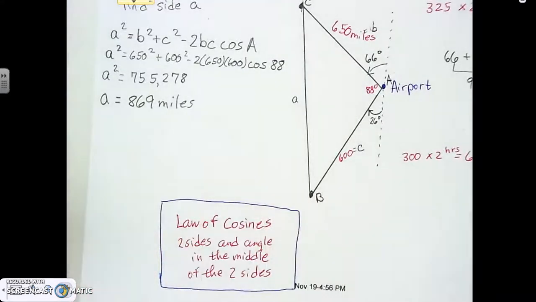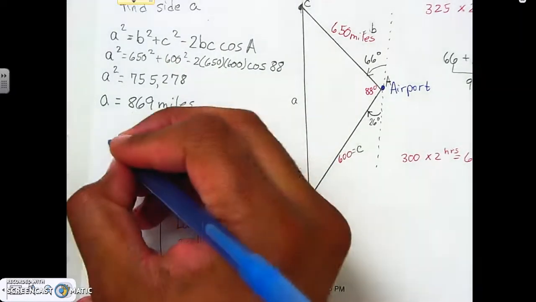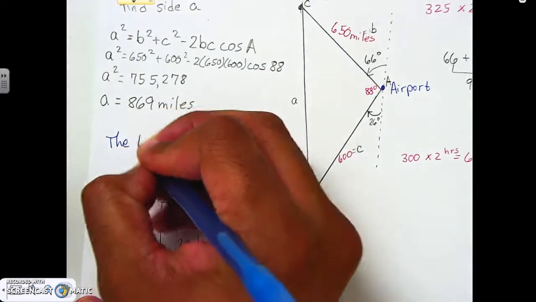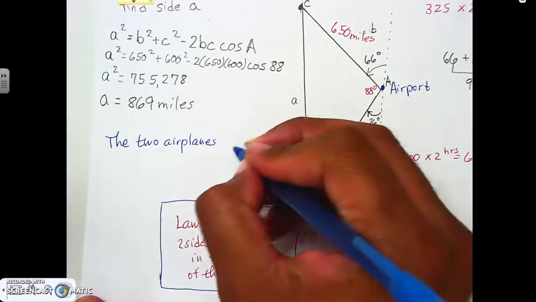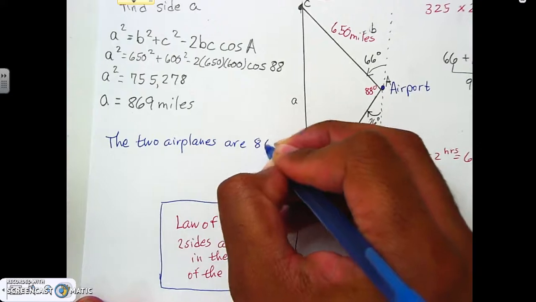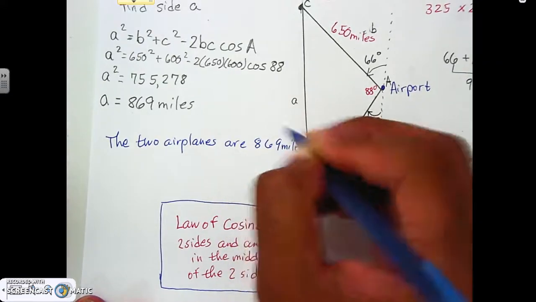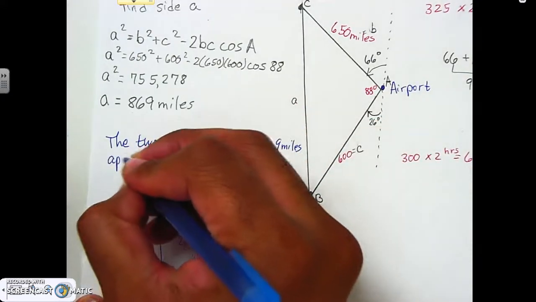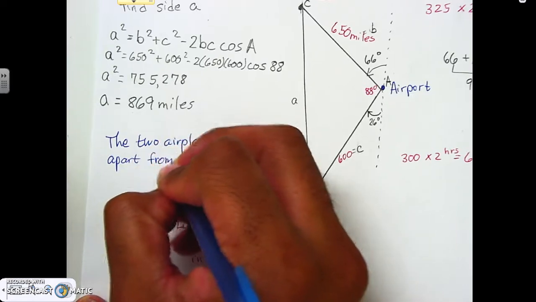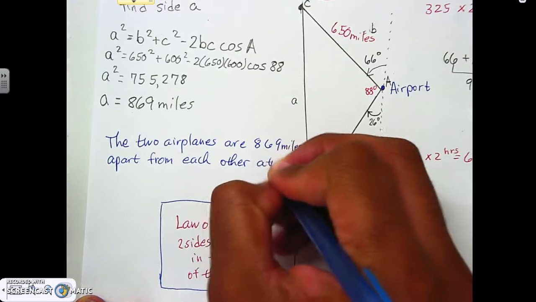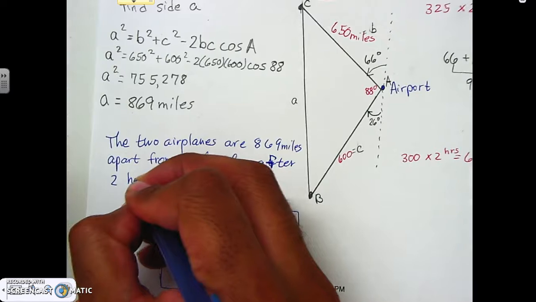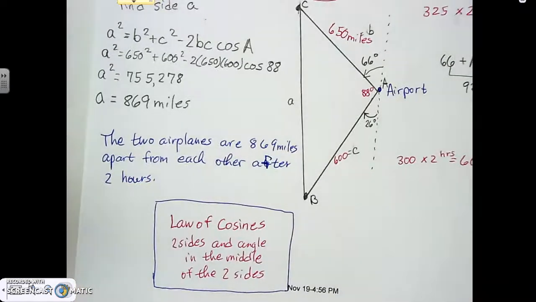Yay! So the law of cosines really isn't always that bad. It seems to be the shorter ones. So the two airplanes are 869 miles apart from each other after 2 hours. And that's it. So that is our final word problem.